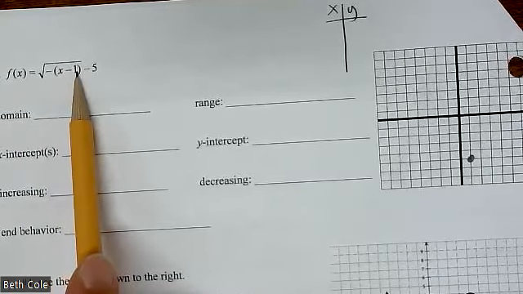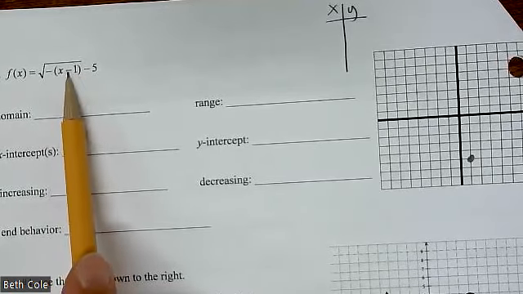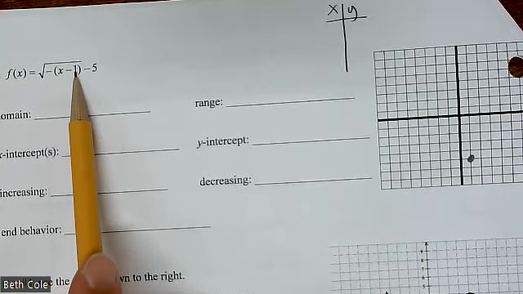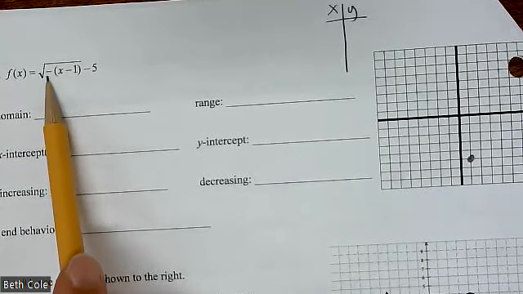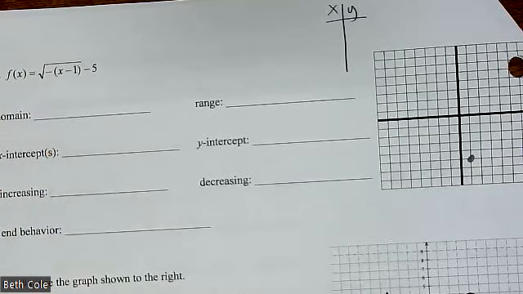2 minus 1. 2 minus 1 is 1. Good, but it's negative. You can't square root a negative, so let's try something else. Let's pick something next to 1.